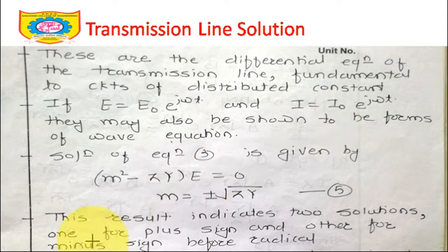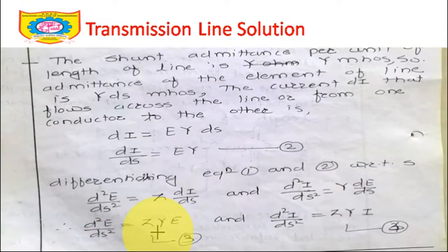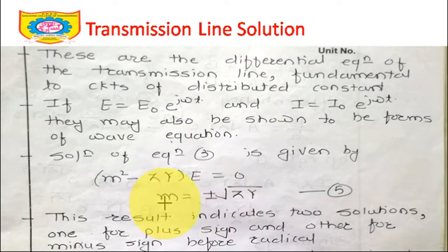Solution of equation number 3 is given by, if I am talking about this equation number 3, I can take d square E by ds square minus ZY into E equal to 0. So this is a second order linear homogeneous differential equation, because on the right hand side I am getting 0. I can represent d square by ds square by m square. So m square minus ZY into E is equal to 0. And I get m equal to plus or minus root ZY as the roots of this differential equation. So this is our equation number 5.